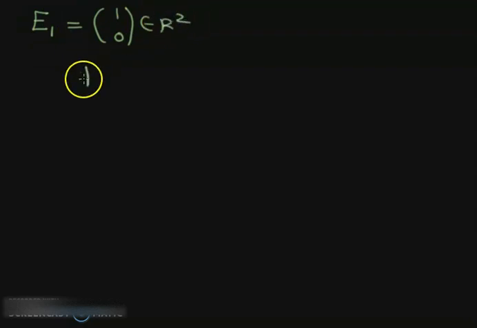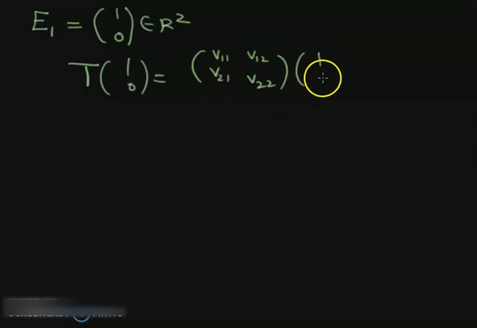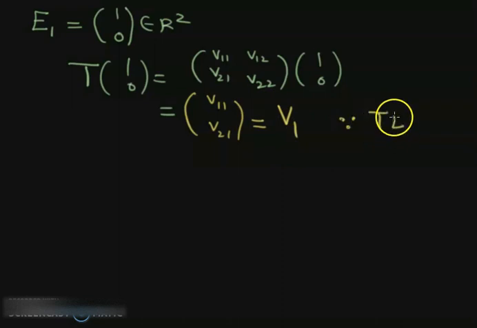First let's consider E1 as a basis. E1 is 1 comma 0, the standard basis in R2. Let's apply T on this 1 0. My T is v11, v12, v21, v22, and I'm applying it onto 1 0. You can easily check that this becomes v11 and v21, which is equal to v1. So when I apply T on E1, it gives me v1.